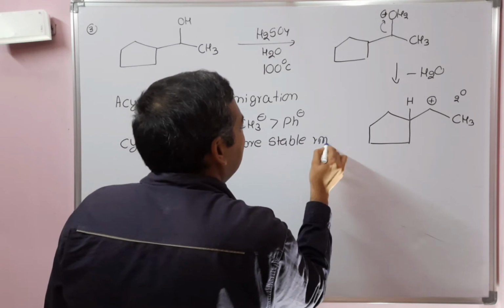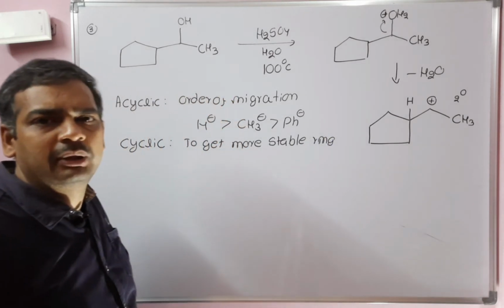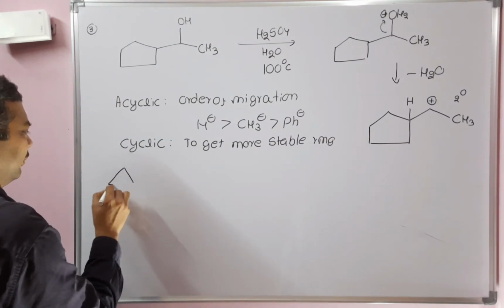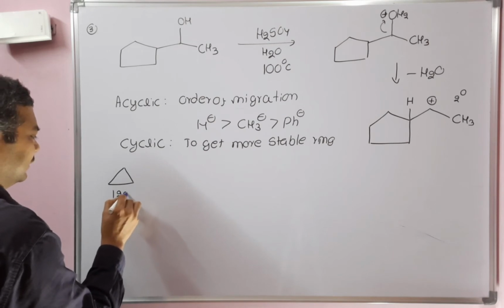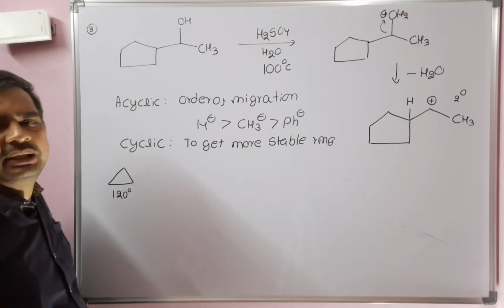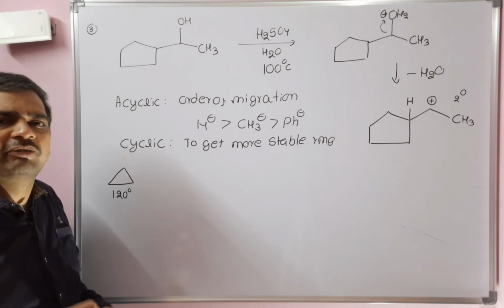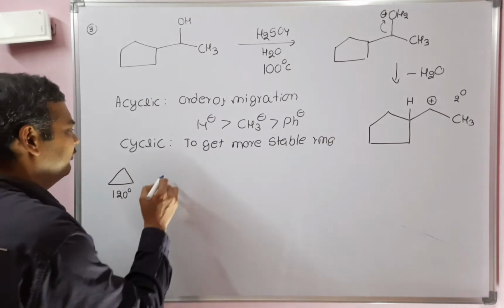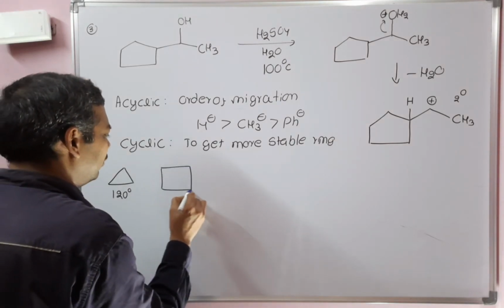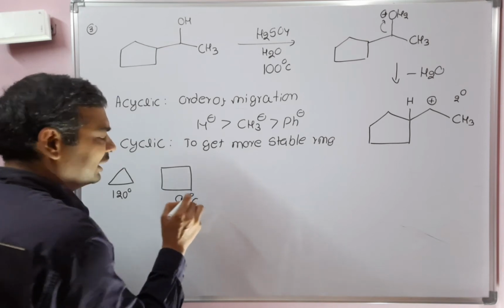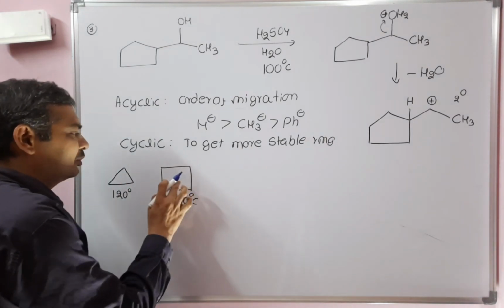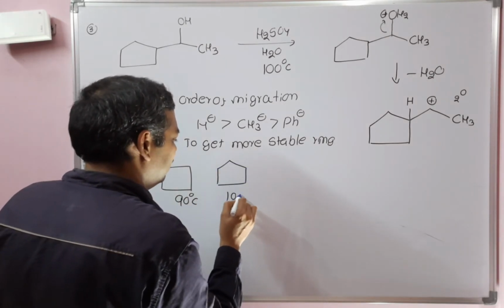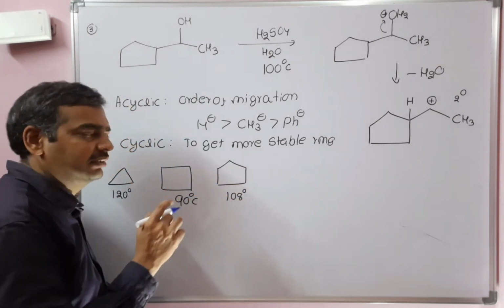Generally, these cycloalkanes suffer from angular strain. For example, if it is cyclopropane, the bond angle is 60 degrees. Any bond angle that deviates from the normal tetrahedral bond angle of 109 degrees will suffer from strain, and it is always trying to relieve the strain. If it is cyclobutane, the bond angle is 90 degrees, less than 109 degrees 28 minutes. That's why this also suffers with lots of strain. Coming to cyclopentane, bond angle is 108 degrees. Still it suffers with lots of strain.